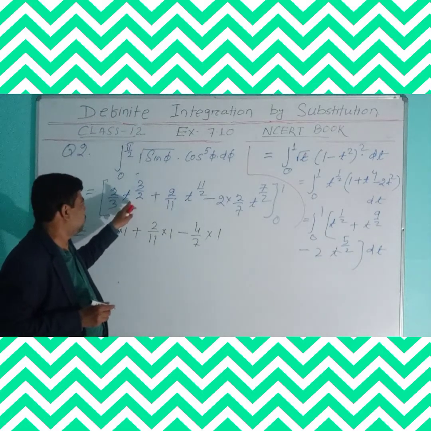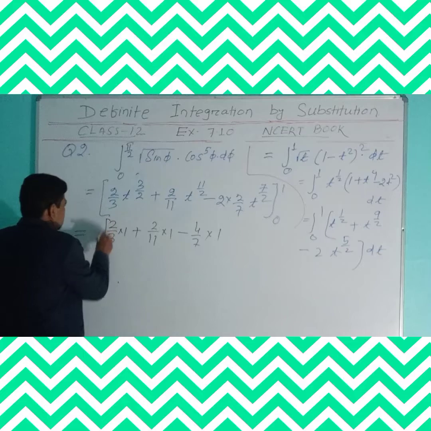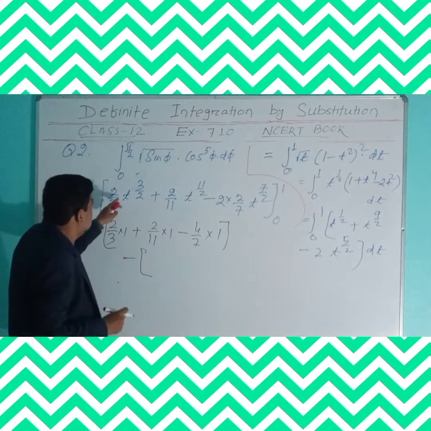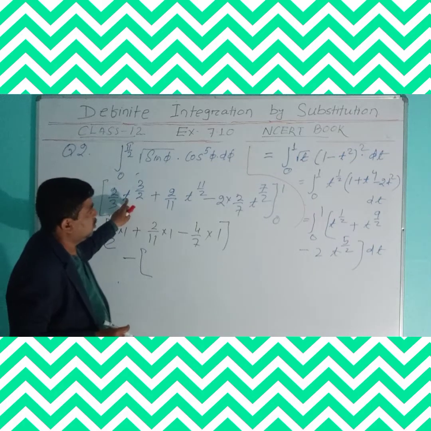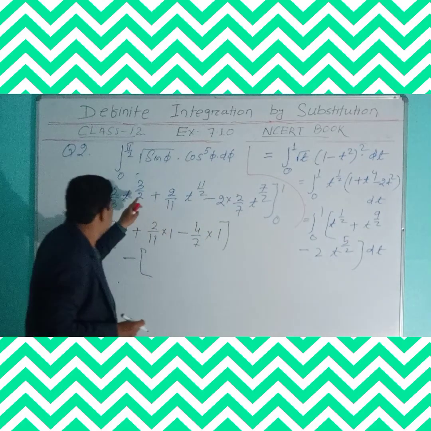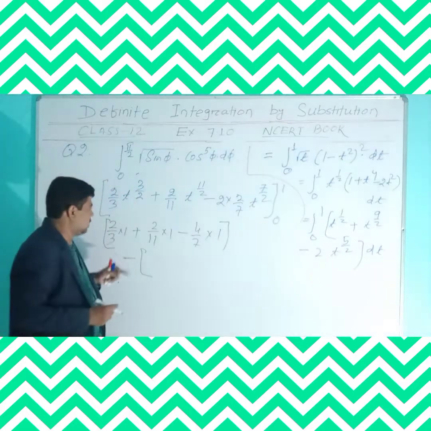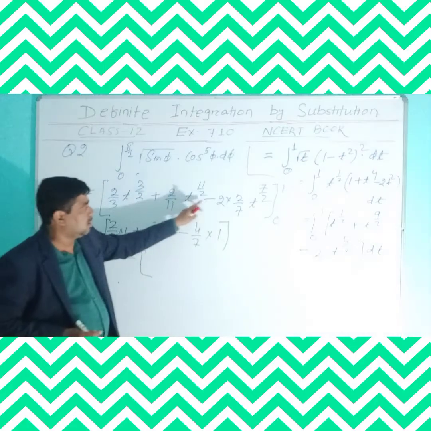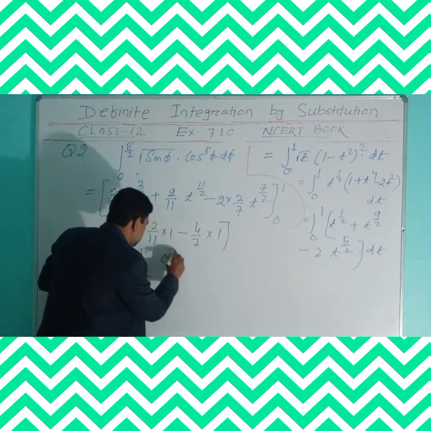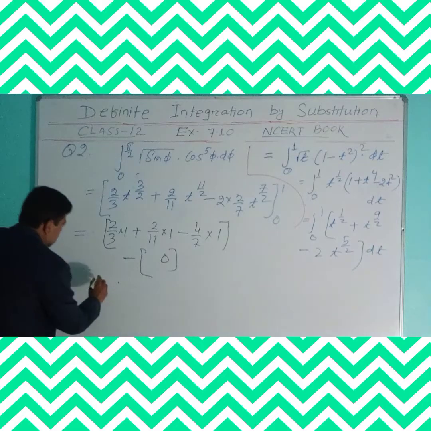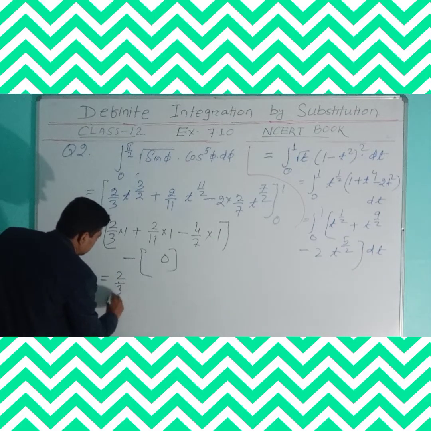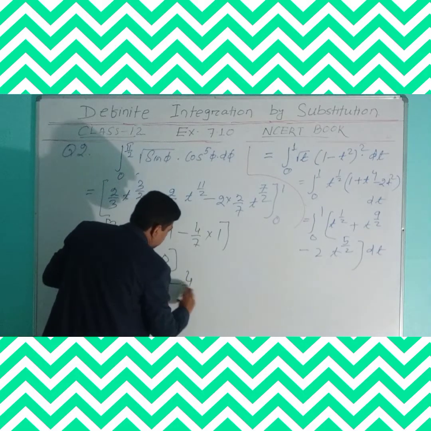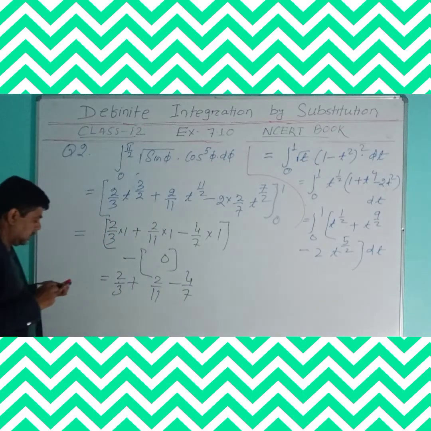Minus, you will do minus. Then 2 by 3 into 0. Here you have to write 0. So 0 to the power 3 by 2 is 0. Similarly plus, here the value will be 0, here also 0. So the whole term will be 0 here. Okay. Now let us see 2 upon 3 plus 2 upon 11 minus 4 upon 7. Now simplify, and you can get the required value.